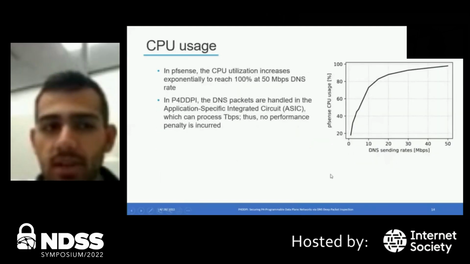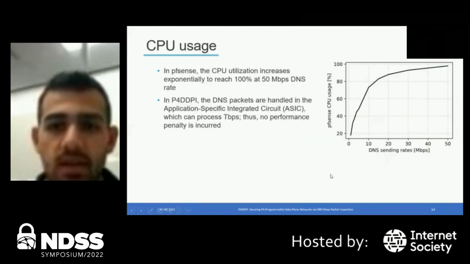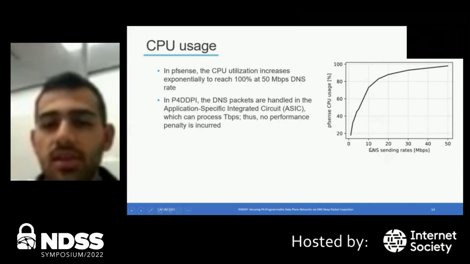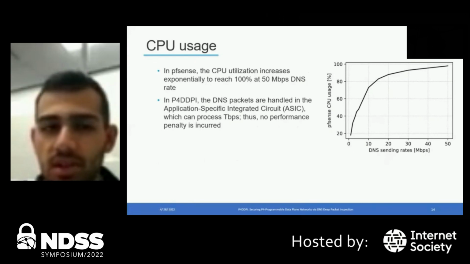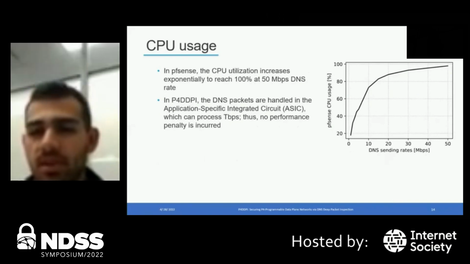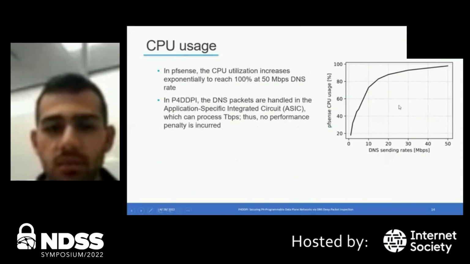We also evaluated the CPU usage of pfSense, varying the DNS rates. As we can see here, the CPU utilization increases exponentially to reach 100% at 50 megabits per second. However, because P4DDPI doesn't use a general purpose CPU, but uses the ASIC, it can process terabits per second without any performance degradation.